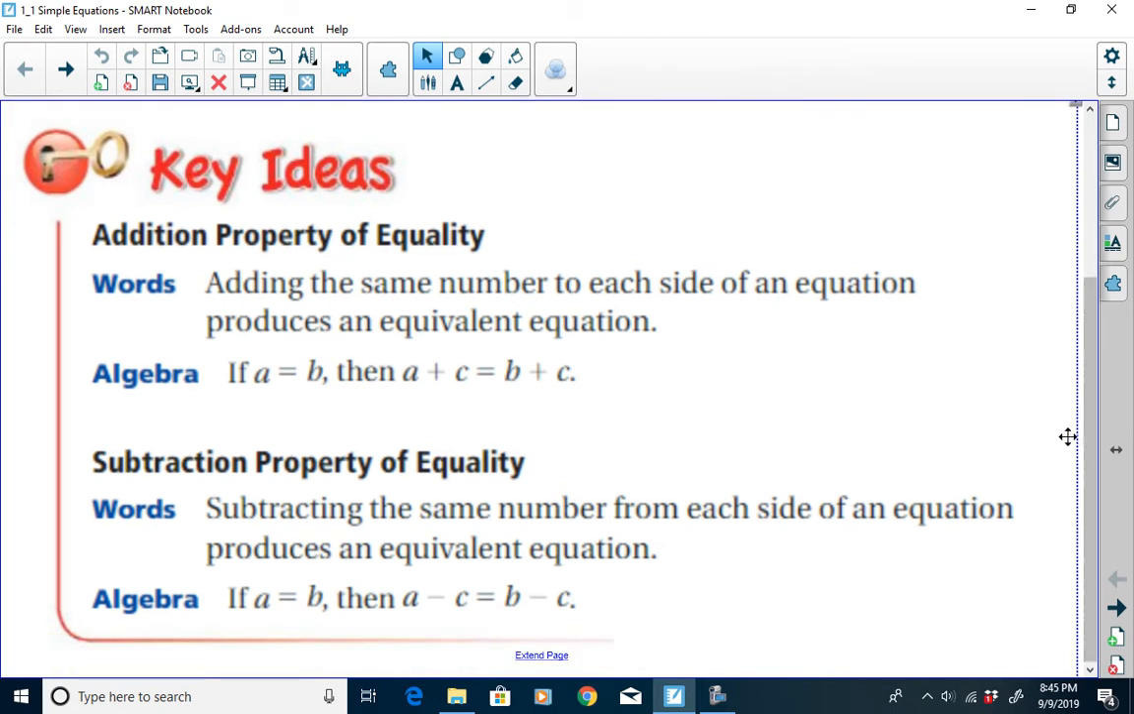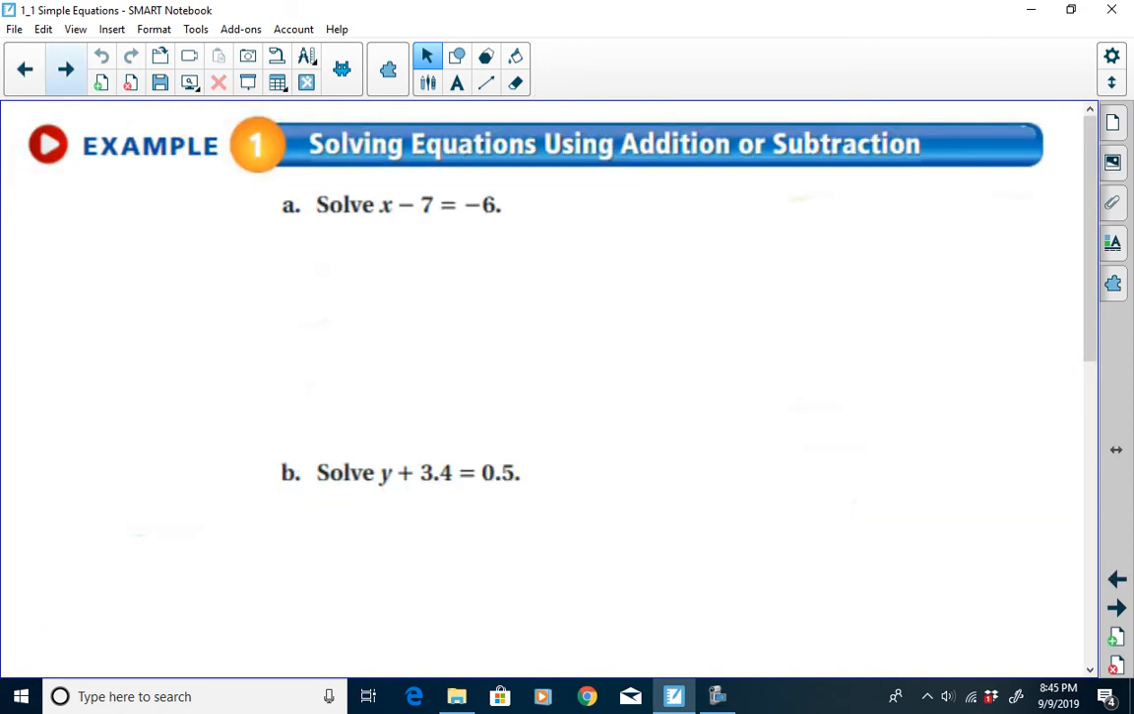We have the subtraction property of equality, which says if you subtract the same number from each side of an equation, the equation remains true. It produces an equivalent equation. So we use those addition and subtraction properties of equality to solve equations. Here's our first example.